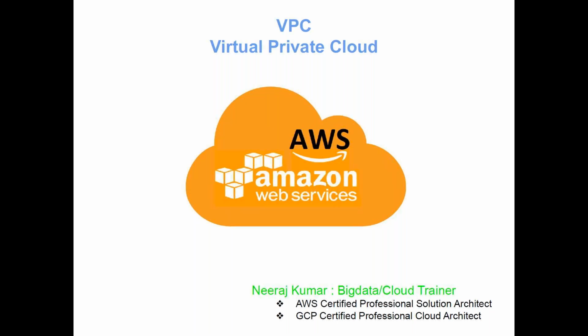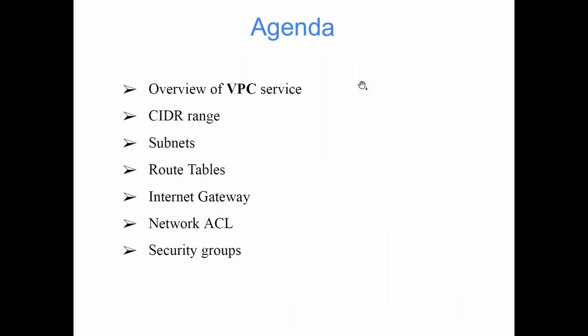So let's start the class with the agenda. The agenda for today's class is overview of VPC service, CIDR range, subnets, route tables, internet gateway, network ACL, and security groups. These are different aspects of networking, and we'll be talking about them one by one.